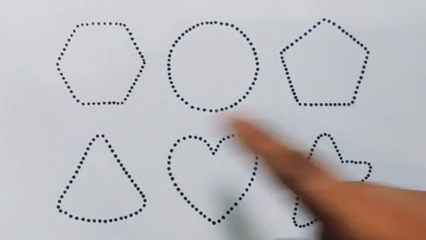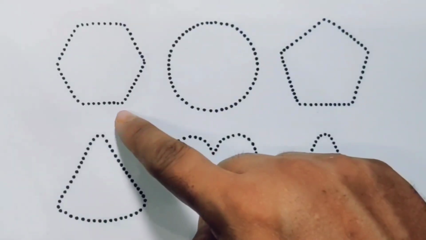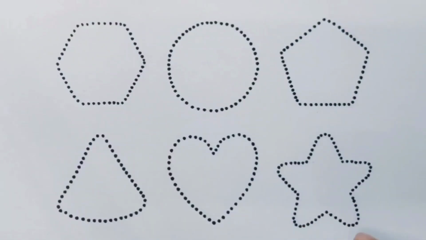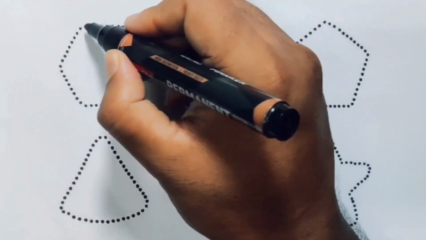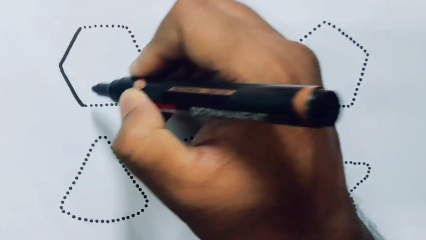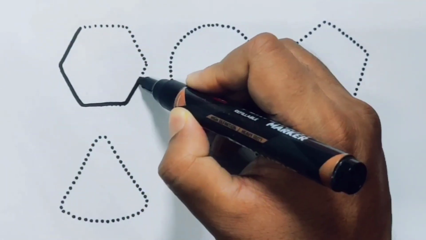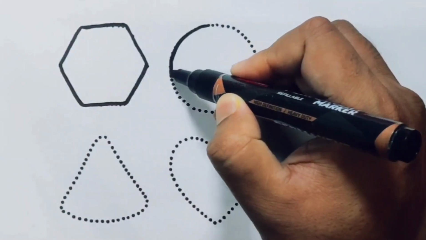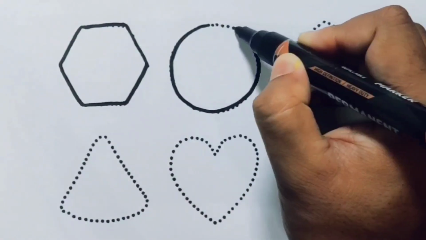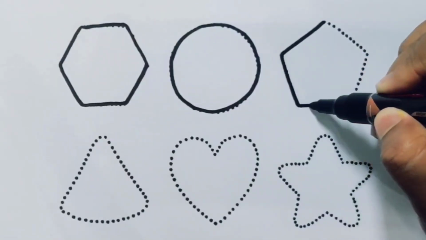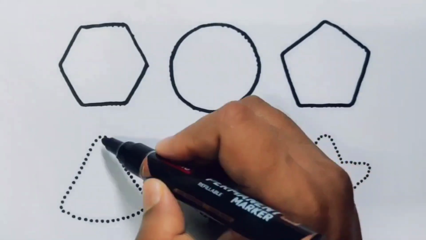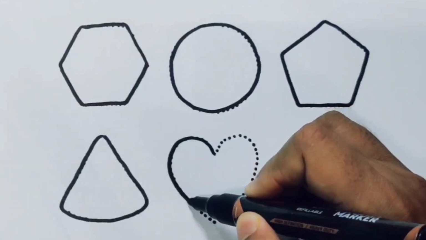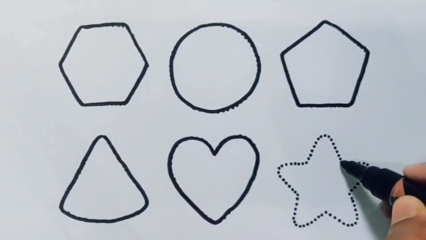Now let's learn the 2D shapes: hexagon, circle, pentagon, triangle, heart and star. First we're going to draw the shapes. Hexagon, circle, next pentagon, next triangle, next heart, next kids star.